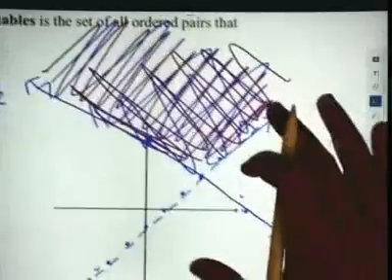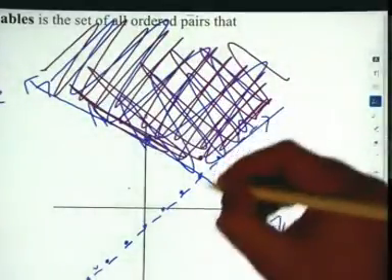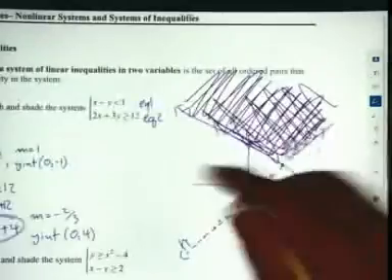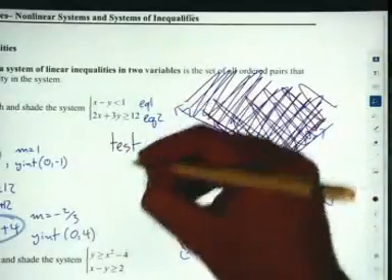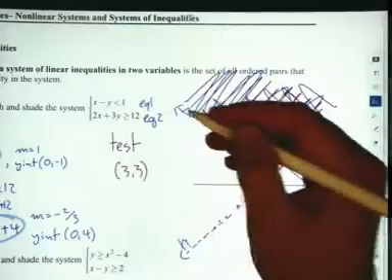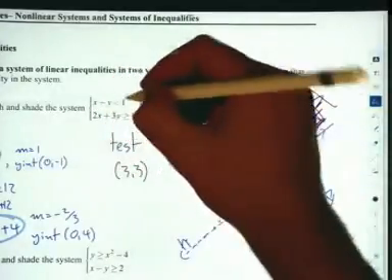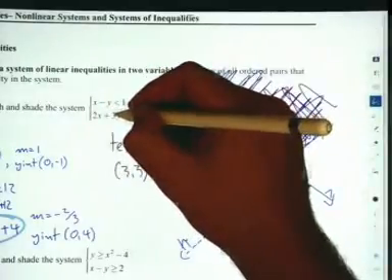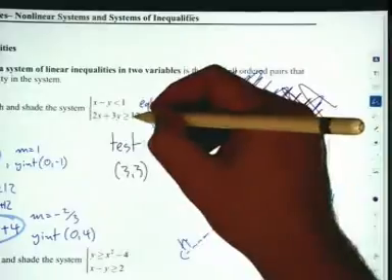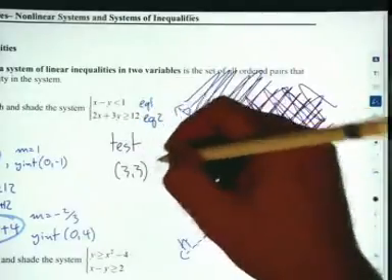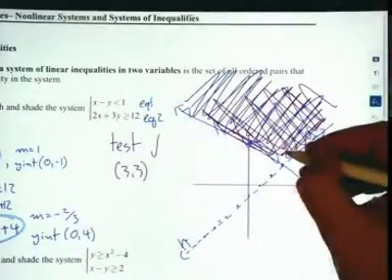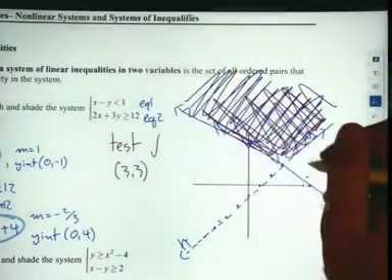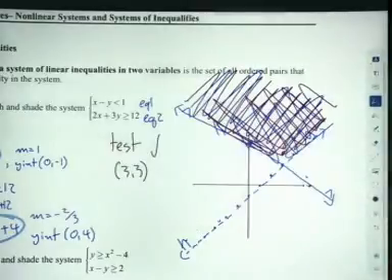If you pick a test point in this area, like (3, 3), if you test (3, 3): 3 minus 3 is 0, which is less than 1, check. 2 times 3 is 6, 3 times 3 is 9, 6 plus 9 is 15, it's greater than 12, check. This point in this shaded region satisfies both inequalities. If you pick test points in these other shaded regions, they wouldn't satisfy both. Alright.